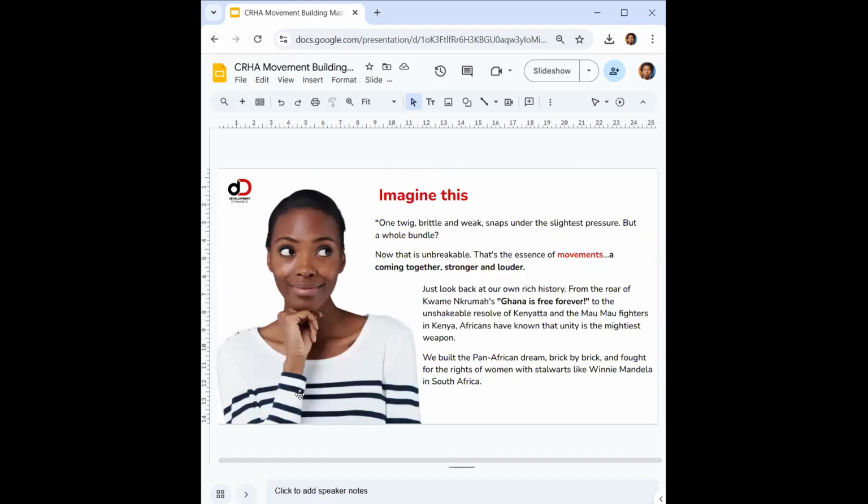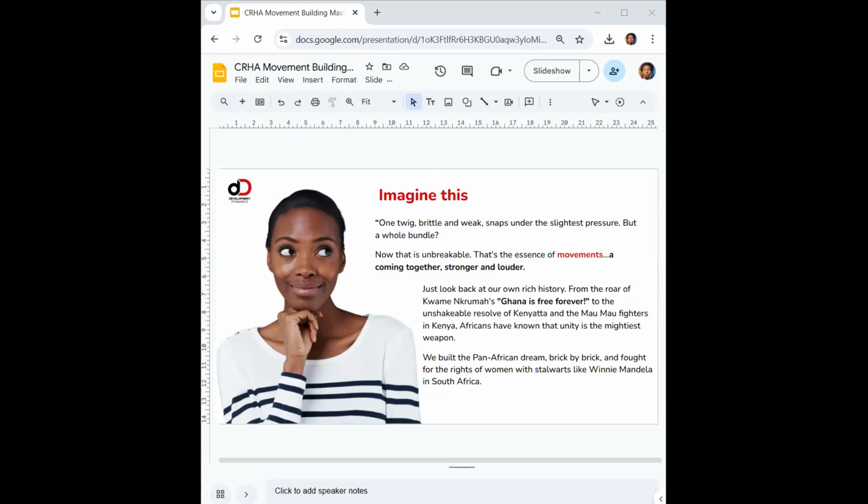And so I want us to imagine this: when you're holding one twig, one stick, it's very brittle and very weak, and you can easily break it. But if you're holding quite a bunch of them, it becomes a bit harder. You have to try and use your knee or your shin. It becomes almost unbreakable. And that's the essence of what we are. It's for us to come together, to speak louder, and to have a stronger position on some of the aspects that we're speaking about or trying to advocate for.